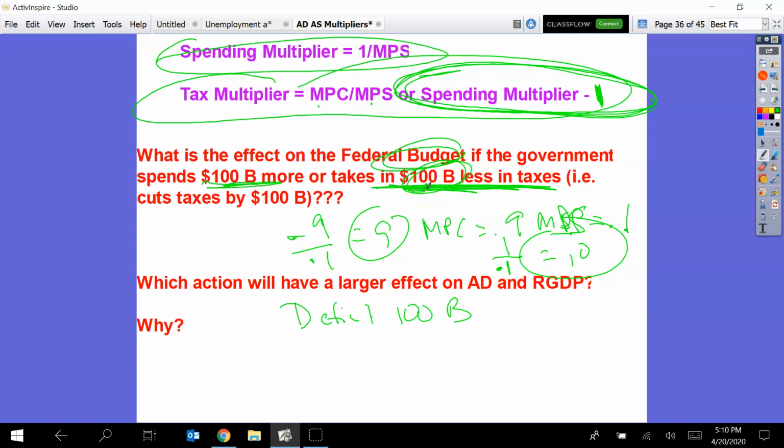But guys, there will be different effects on GDP or aggregate demand based on those two scenarios. If we stick with, let's do an MPS of 0.25. That's an easy one, right? So that means your spending multiplier will be 4.